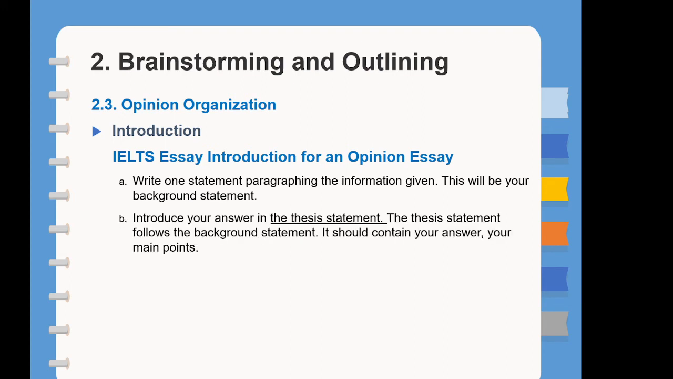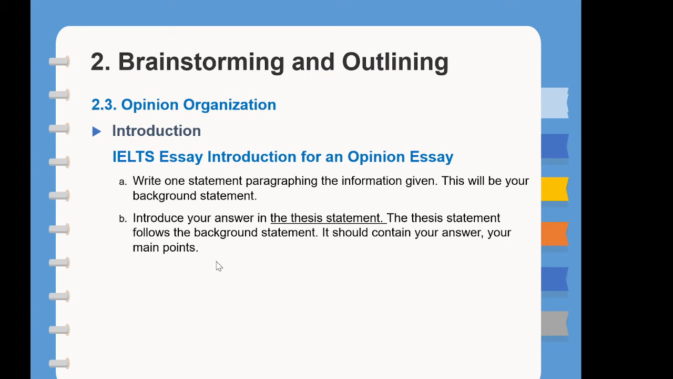Next step, introduce your answer in the thesis statement. The thesis statement follows the background statement. It should contain your answer and your main point. Again, the first thing is to paraphrase the topic, and the topic that you have paraphrased will become the background of the topic. And after paraphrasing and having the background of the topic, you can start by writing the thesis statement directly.